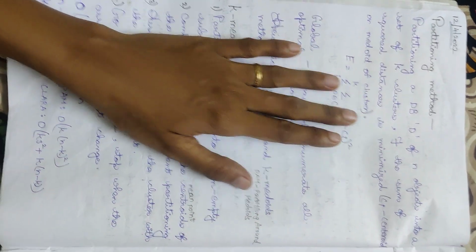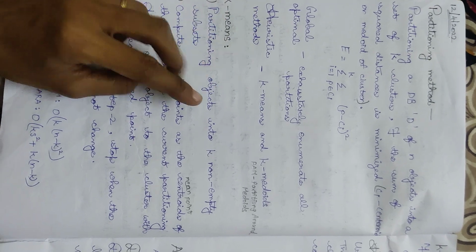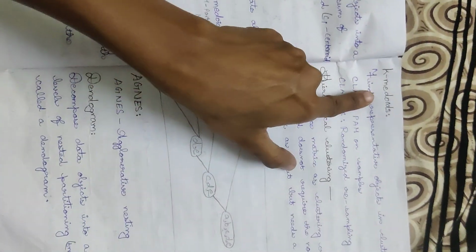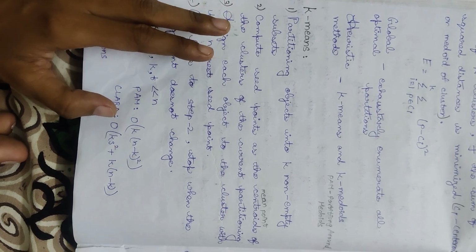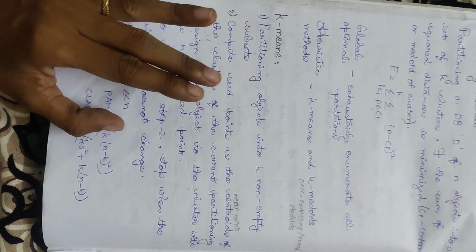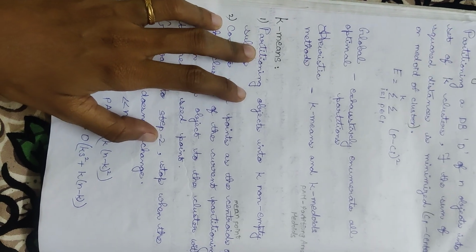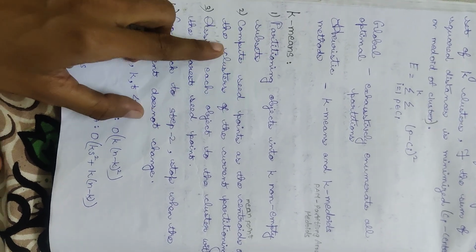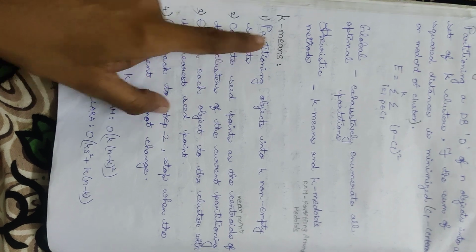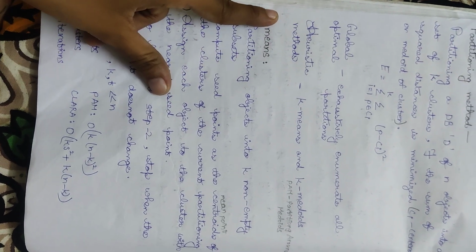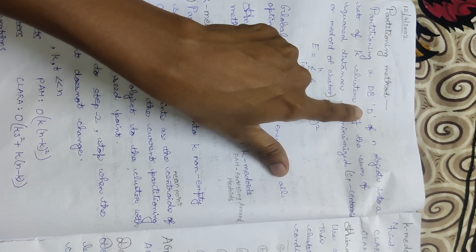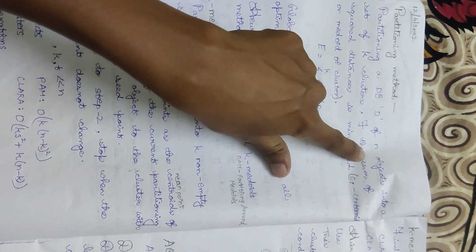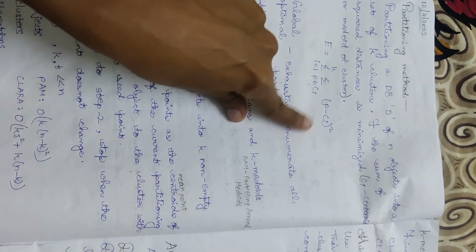And the partitioning method has two types, k-means and k-medoids. K-means, what is the process? Basically it will partition the objects into k non-empty subsets. K is the number of clusters. Like here I have mentioned, a database D which contains n objects will be clustered into k number of clusters.